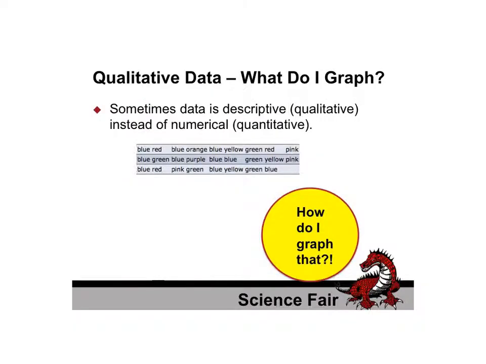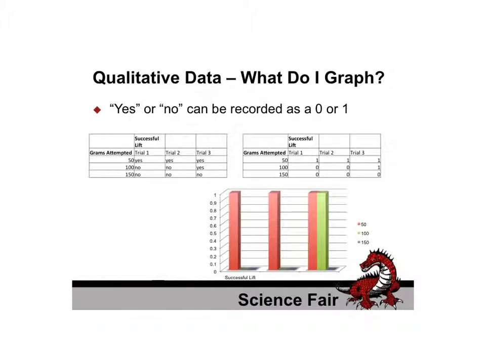Now, sometimes we have data that we call qualitative. That means it's describing something with words or senses, and it's really hard to get a number to measure it. So it can be kind of tricky to figure out what kind of graph you need for that. It really depends, but almost always you can make some sort of graph out of something.